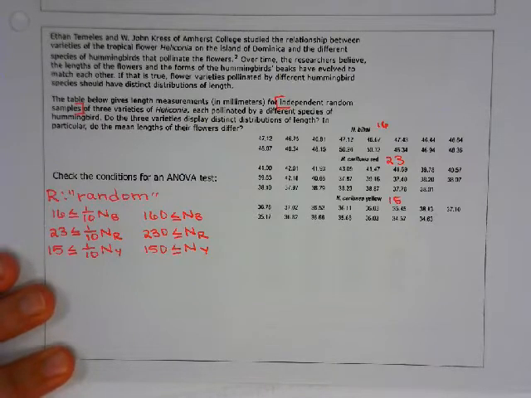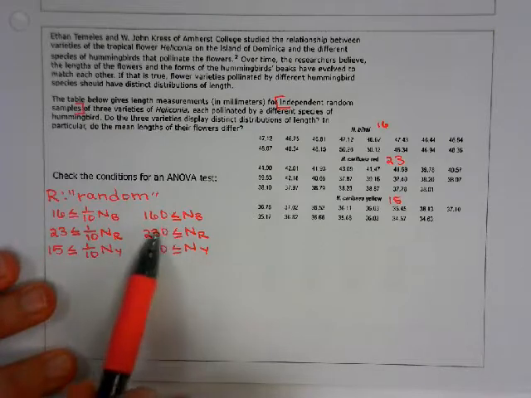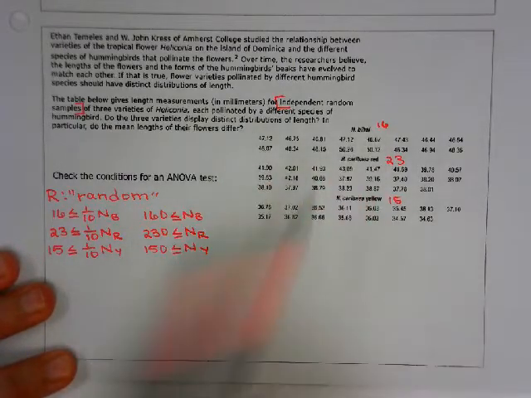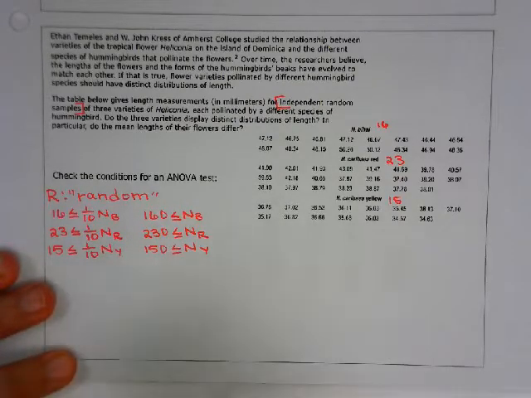Okay. I don't know what this flower is, but we're going to assume there's more than 160, 230, and 180 of each. We're just assuming. That part I'm saying is fine.